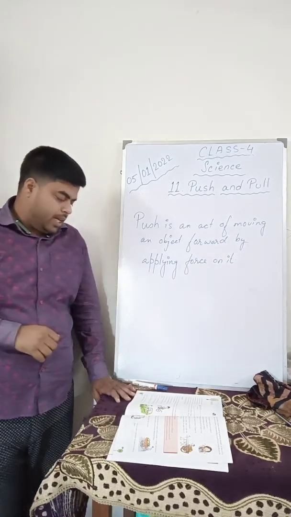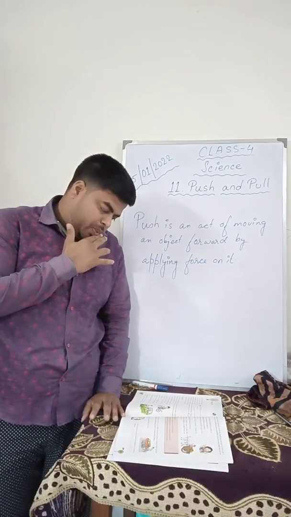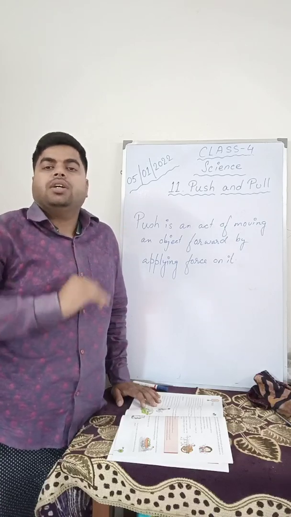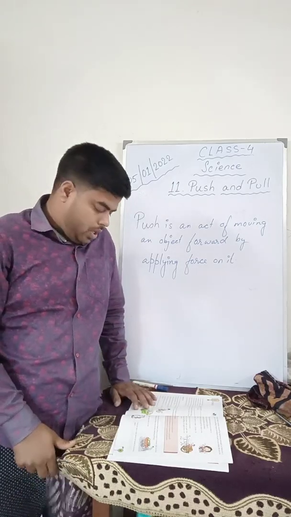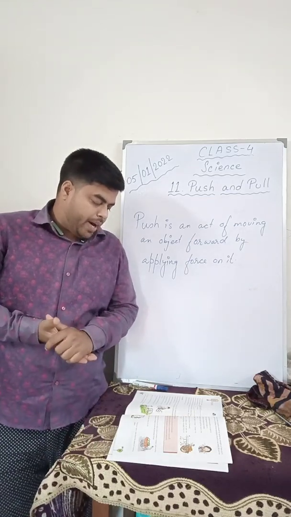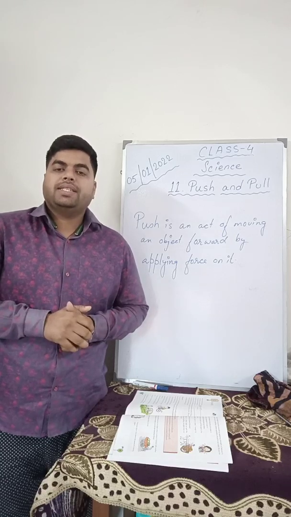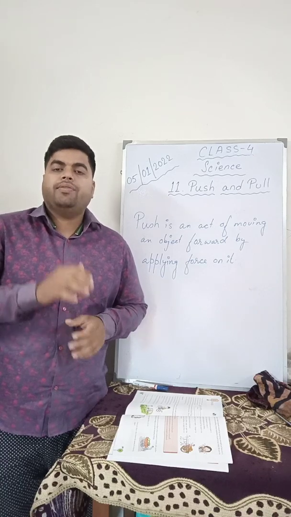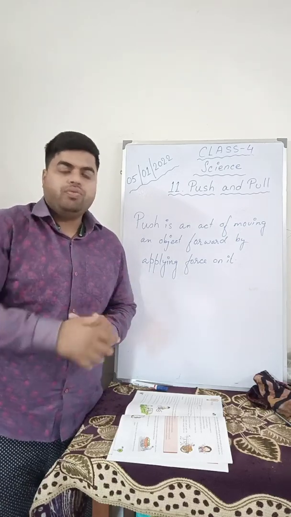We usually push things using our hands. Pushing makes the object move away from us. So when you apply force in the direction away from you, you tend to move the object away from you. Some examples of push in our daily life are as follows. We push the pedal of a bicycle to move it forward. You all must have ridden a bicycle. When you ride a bicycle, you have to apply push on the pedal so that the cycle can move forward.